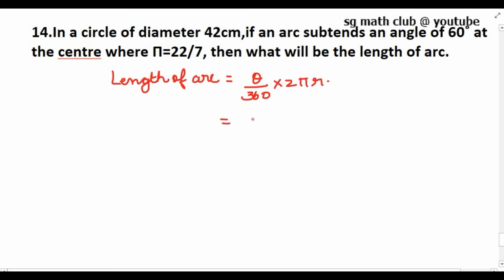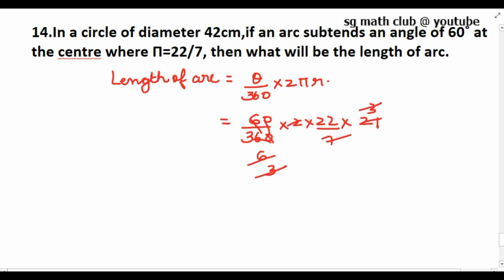So theta they have given as 60 by 360 into 2 into 22 by 7. Diameter is 42. So radius will be 21. You can cancel this. This is 3. Again this is 1 by 6. Again we can cancel this, which is equal to 3. 3 and 3 again we can cancel. So the answer is 22 centimeter will be the length of the arc.